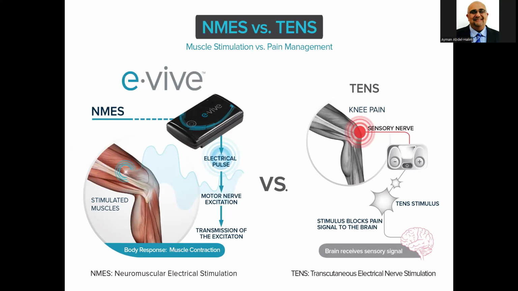So the one on the left is NMES. Okay, this is not a TENS unit, guys. Okay, don't confuse them together. TENS unit is for pain, for the sensory part of the pain. But NMES is, in fact, for the muscle. It's stimulating the muscles, particularly the quadriceps muscle.